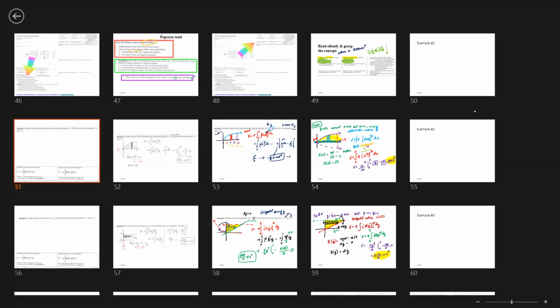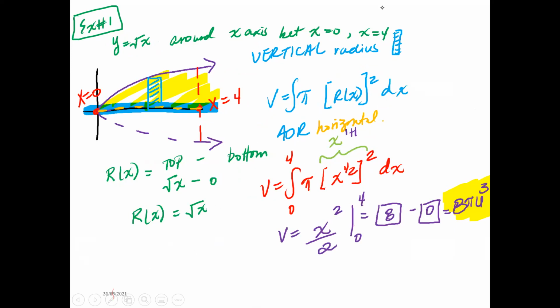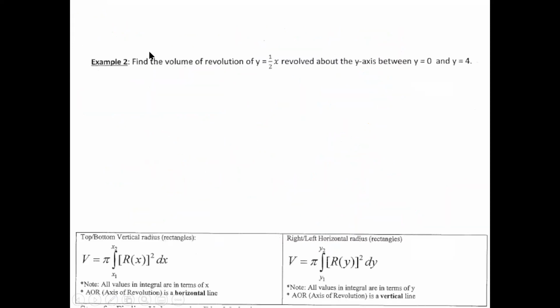And then also another thing I want to make sure I notate about this is with the last example, it's important to note that your radius is vertical, because you use that to determine which formula to use. The axis of revolution, which is this orange line right here, is a horizontal axis of revolution. So just make sure you guys know that.